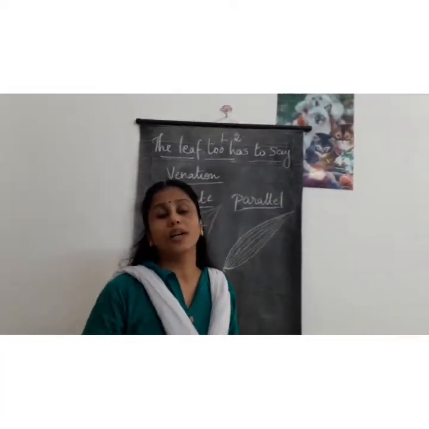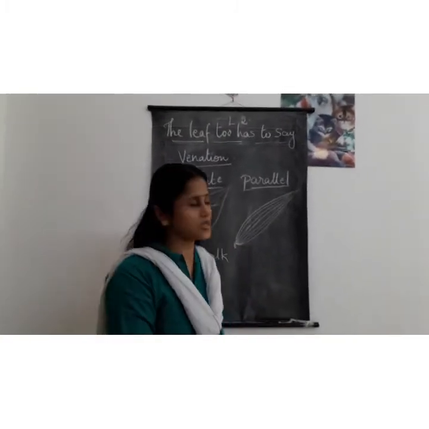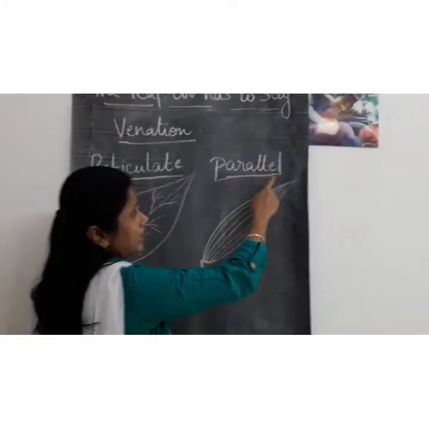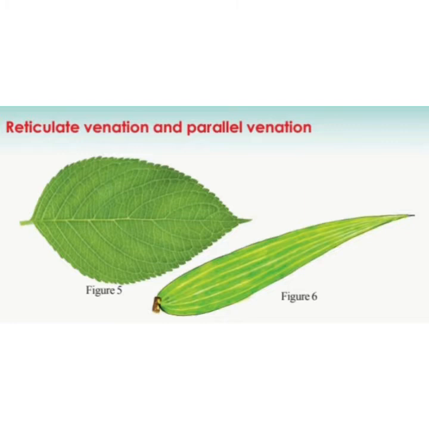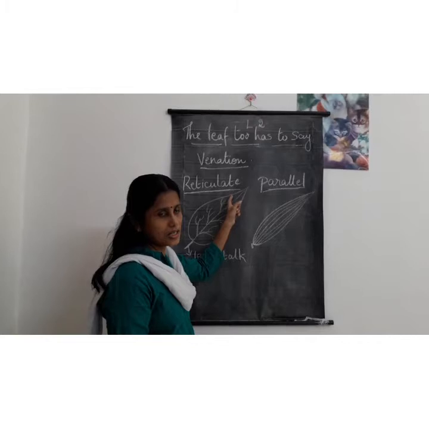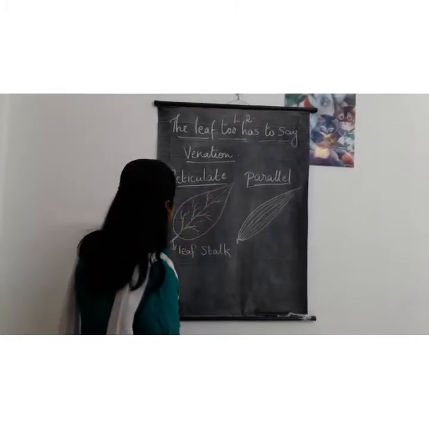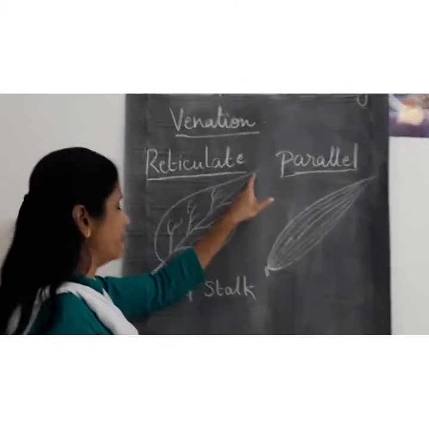So there are two types of venation. One is reticulate venation, and the second one is parallel venation. Now we can study about reticulate venation. This is a picture of reticulate venation of a leaf. And here one main vein is there.